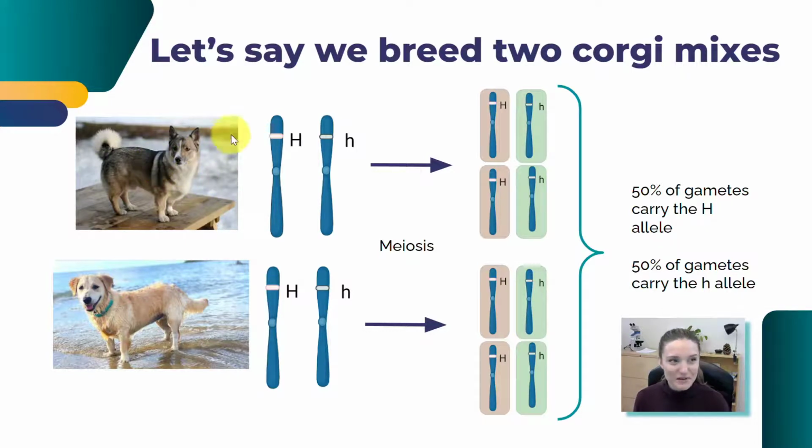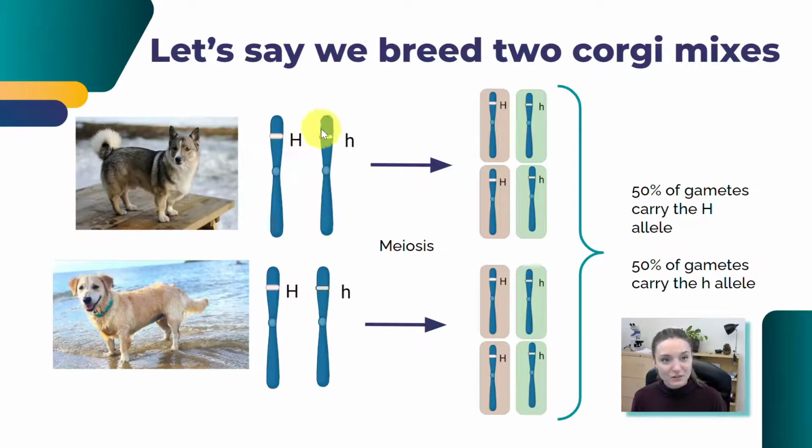Okay, so these Corgi mixes inherited a short leg allele from their Corgi parent, and then a long leg allele from their non-Corgi parents. So we have a Husky Corgi mix, and here we have a Golden Retriever Corgi mix, right? So they got this short leg dominant allele from their Corgi parent, and then they got this long leg recessive allele from their non-Corgi parent.